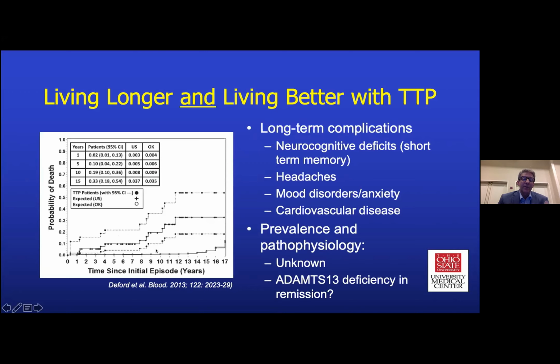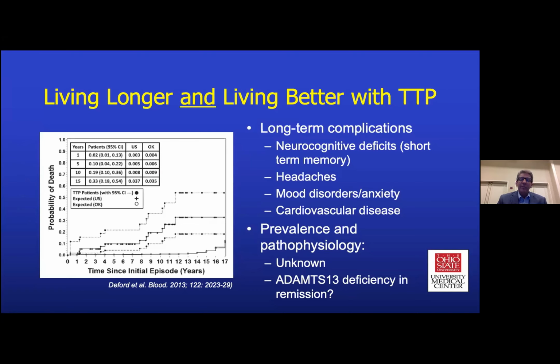And what was found by the Oklahoma investigators is that over time, there was a greater risk of dying if you had a prior history of TTP compared to if you did not. So it identified that there was an increased mortality in patients with just a prior history of TTP. If you look at the details of the study, you might think this is all TTP relapses, and there are certainly those that occur, and TTP relapse accounts for some of this, but not all of this.